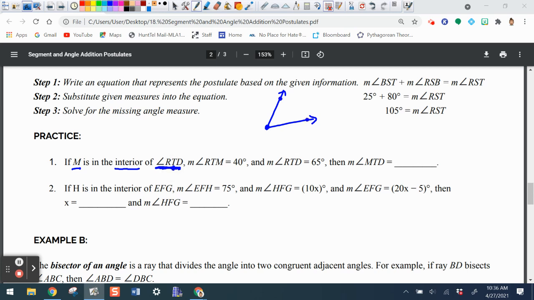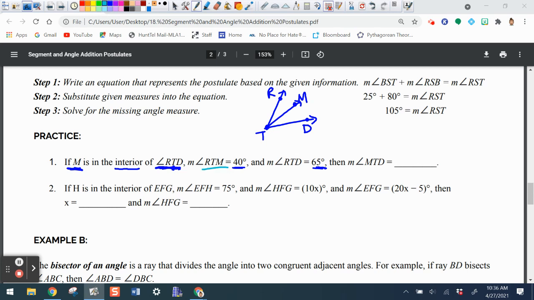We don't necessarily know the size of the angle, or actually they do tell us the angle measures, but we're not going to draw it to scale, so please don't be thrown off by that. They don't tell us that this is necessarily point R, or this is necessarily point D, but this does have to be point T. And if M is in the interior, well, the interior of the angle is this space here. So M is somewhere inside of it. So there has to be a ray from T to M, in other words, dividing RTD into smaller angles.